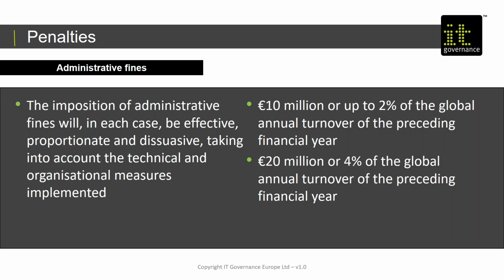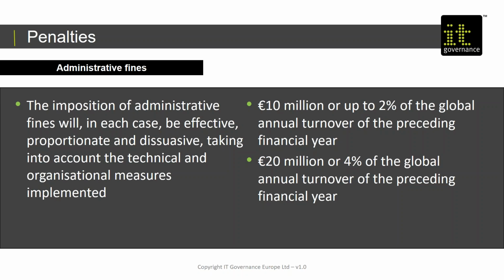The higher tier fine of €20 million or 4% of total worldwide annual turnover will be imposed for breaches of the fundamental articles of GDPR, such as the principles of data protection, the lawfulness of processing, data subject access rights, cross-border transfers, etc.